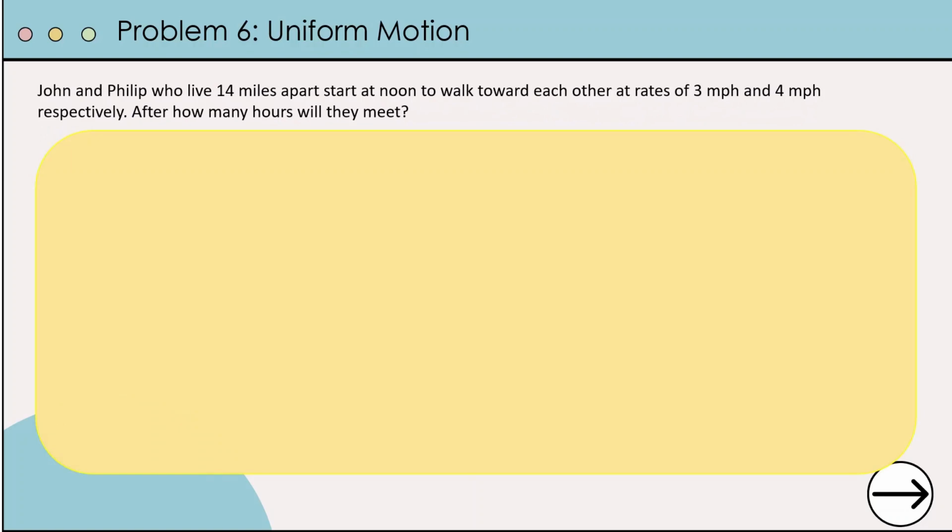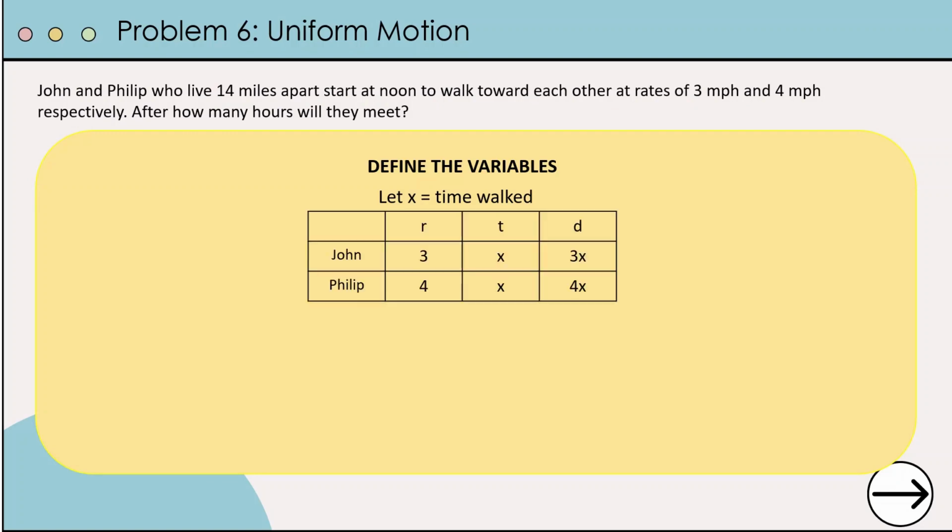Let's define our variables. Let x be the time walked, and then let's use a table to clearly define the variables for both John and Philip. The second column represents the rates of John and Philip, which are 3 and 4. T represents the time, which is unknown for both John and Philip, so we have x and x. D represents the distance, which is the product of rate and time. So 3x will represent John and 4x will represent Philip.